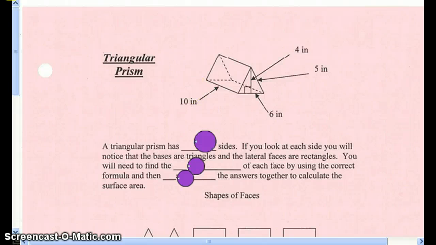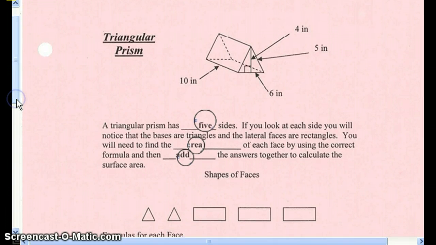A triangular prism is a little bit different than a cube or a rectangular prism. It has 5 sides. If you look at each side, you will notice that the bases are triangles and the lateral faces are rectangles. You will need to find the area of each face by using the correct formula and then add the answers together to calculate the surface area. So if you look at the net broken down into parts, we have 2 triangles and 3 rectangles.